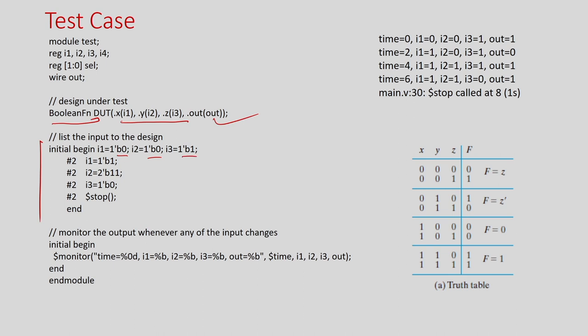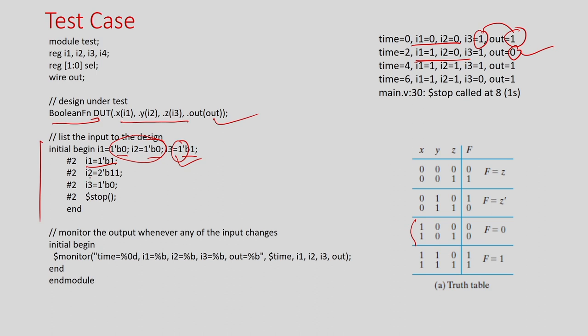Okay. So now you can see that these two will be my select line, right? In case of 0, 0, my output will be Z and Z is 1, so output is 1. Right. So that is why I get output equal to 1. Whenever it is 0, 0, my output is basically I3. Similarly, now I change I1 to 1. So now my select line becomes 1, 0. Right. So in the 1, 0 case, my output is 0. So I got this.